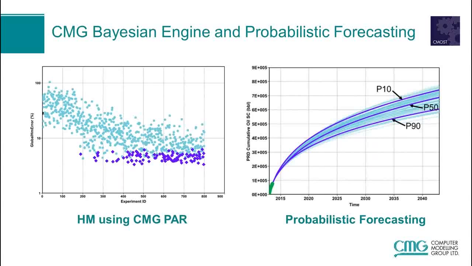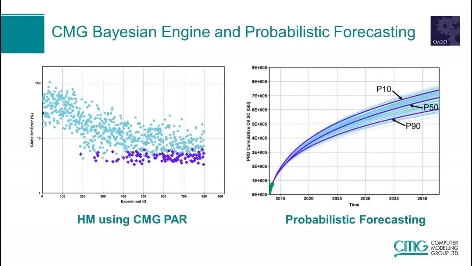The first one I'm going to talk about is the CMG Bayesian Engine Probabilistic Forecasting. Now, we actually gave a webinar on brownfield development and the CMG PAR probabilistic forecasting back in January. And that's available for viewing on our website right now. So after this presentation, if you have some time, I highly recommend taking a peek at that. I think you'll glean a lot of good information. Here today, though, I'm just going to touch on it briefly, give you a quick summary of it.